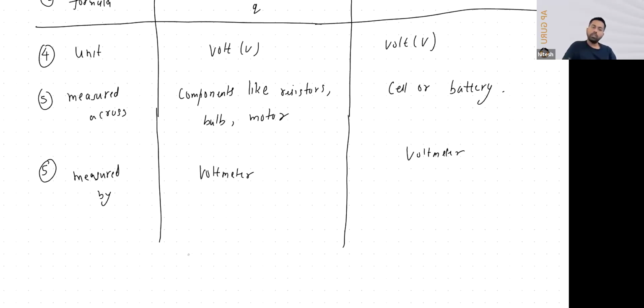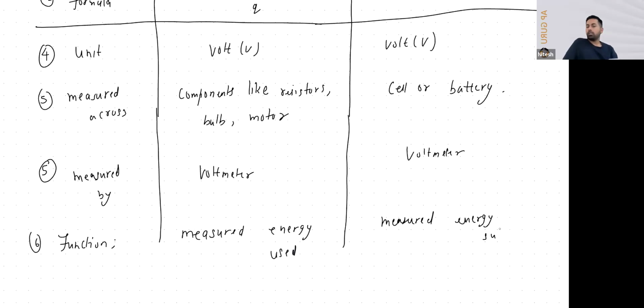What's the function of each? As I already explained, voltage means the energy that has been supplied. It measures the energy that has been used. While on the other side, EMF measures the energy supplied by the battery.